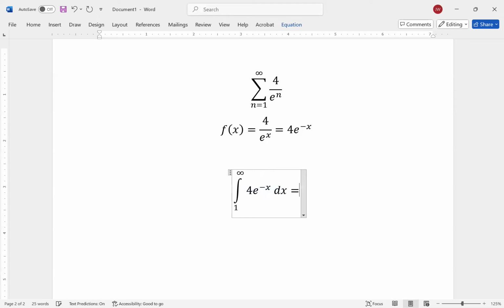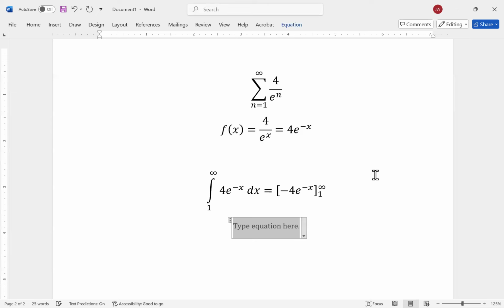This one has a really nice antiderivative, which would be -4 times e to the negative x. So we get e to the negative x and we divide by -1. We're going from 1 up to infinity. Again, this one, I don't need a u substitution or anything. It's just a very quick antiderivative.